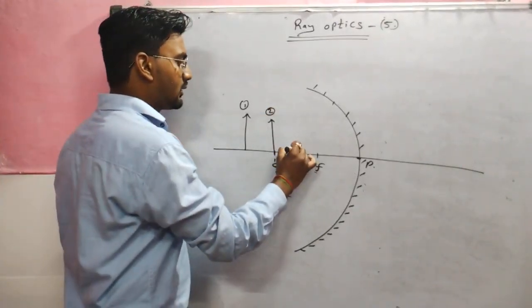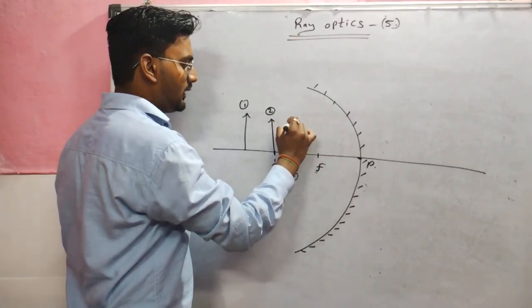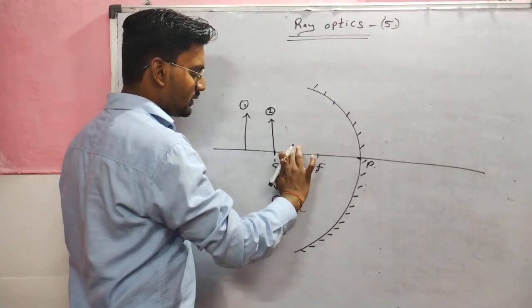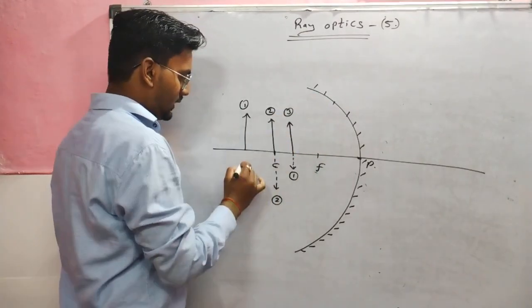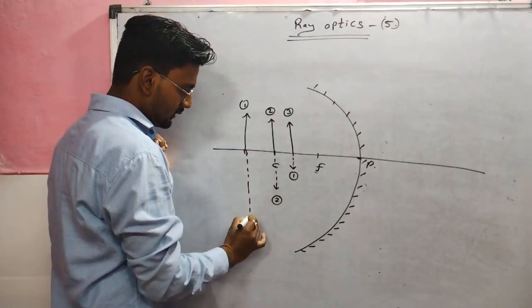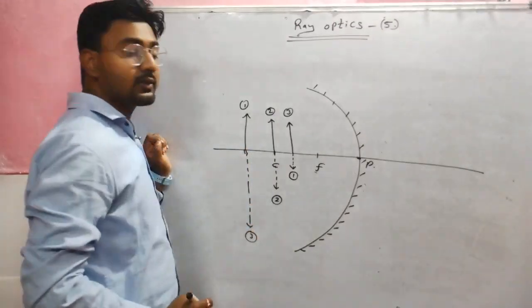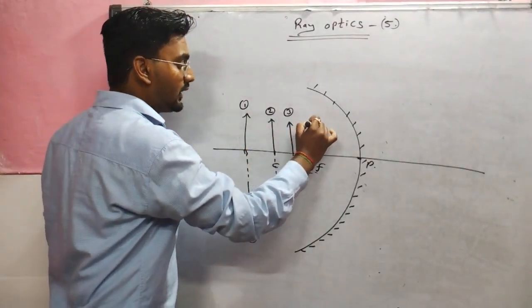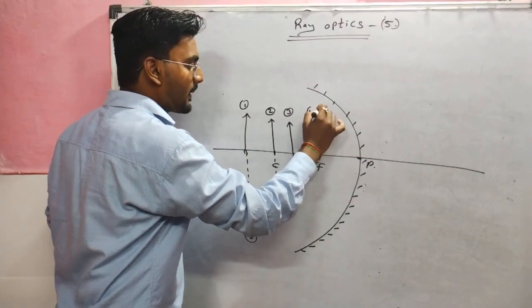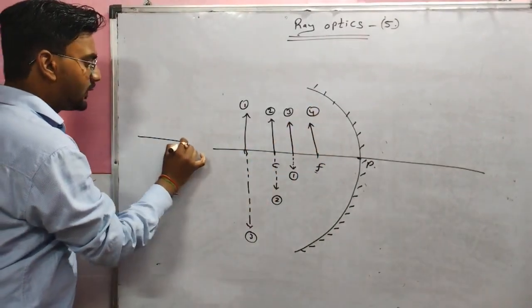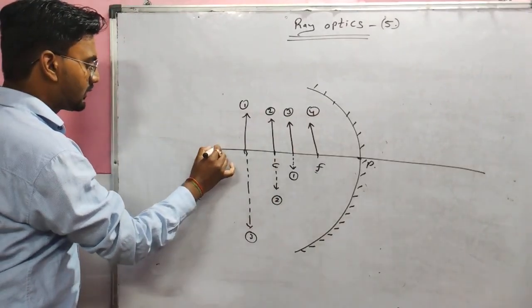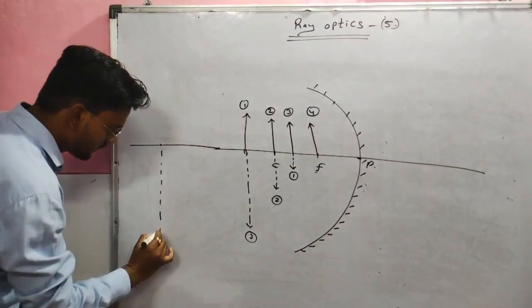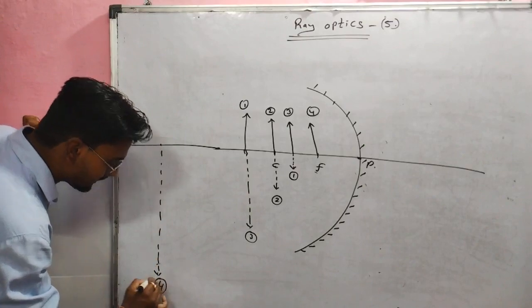When we place the object between C and F, then image is formed larger in size. When we place the object at F, then image is formed at infinity. Image is formed at infinity and very large in size.